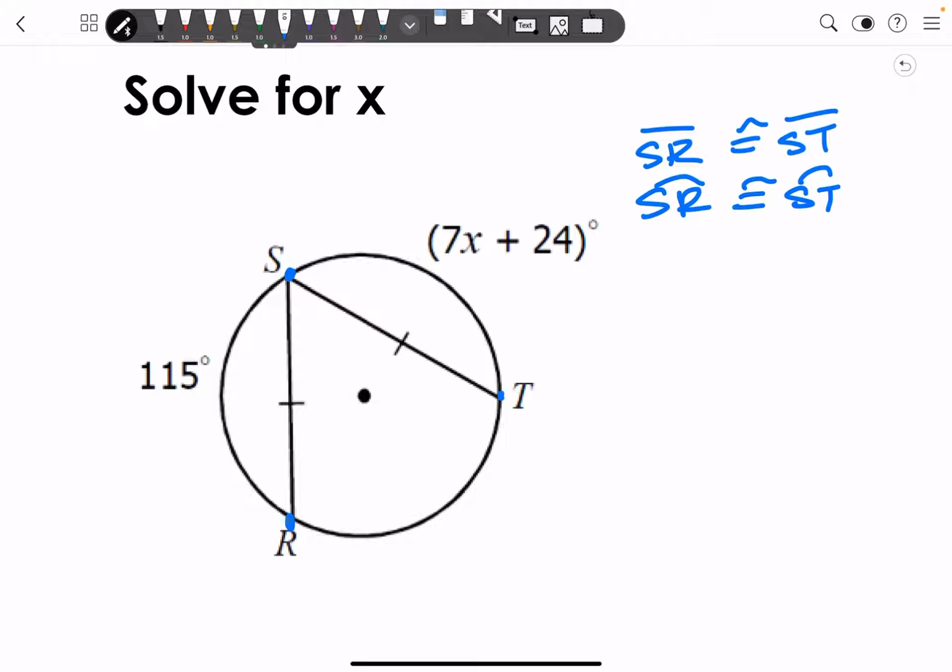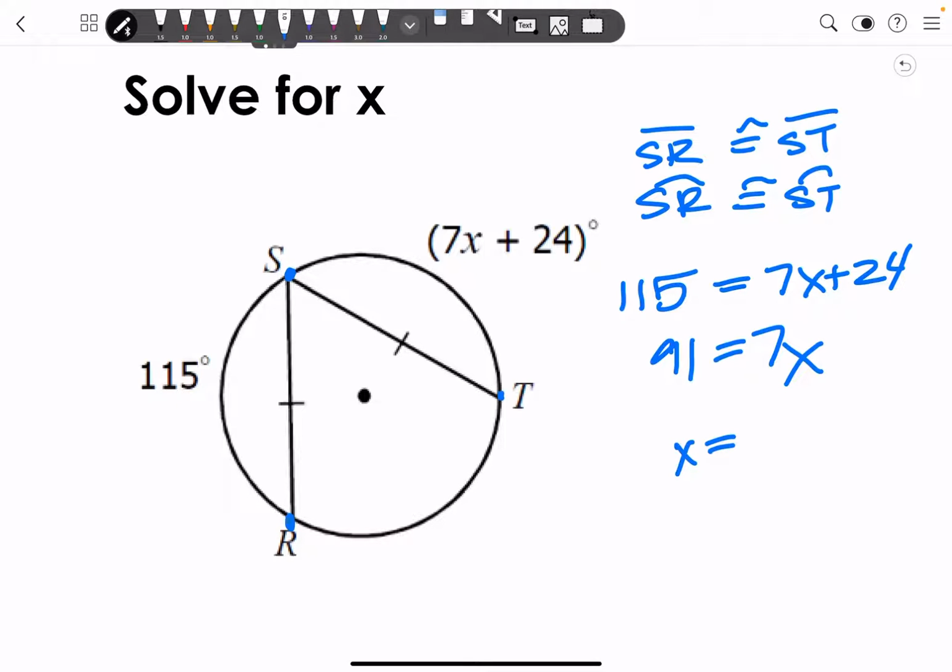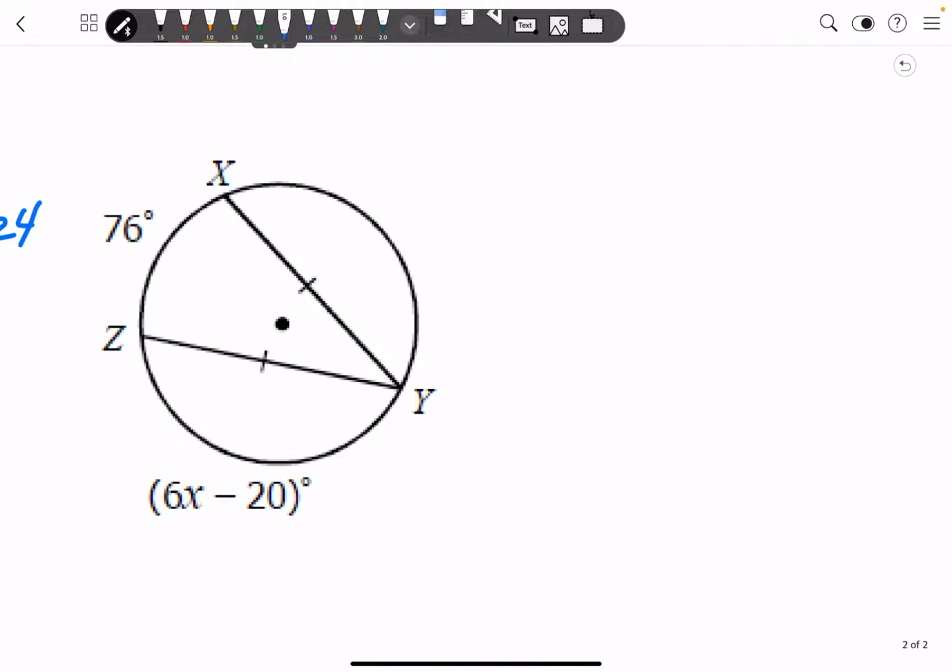So we can then set up our equation and do 115 is equal to 7x plus 24. And we're using substitution and also our equivalency properties to do this. And then we just solve for x. Move the 24 over, you get 91 is equal to 7x. And then you're going to end up getting x equals 13. And that's how easy that was. So you're going to do the same thing here, but it's a little bit different slightly.